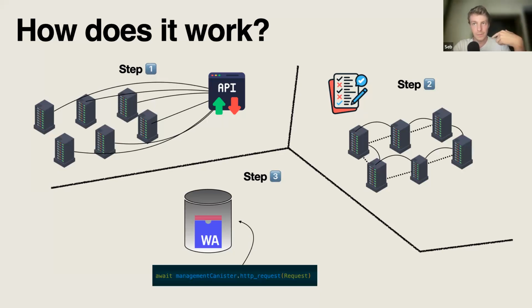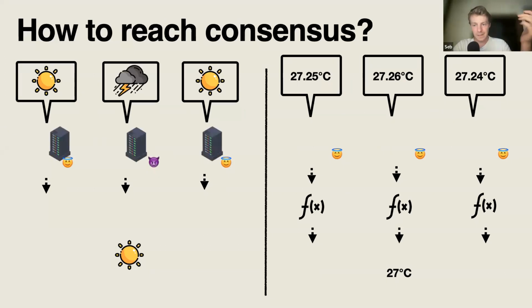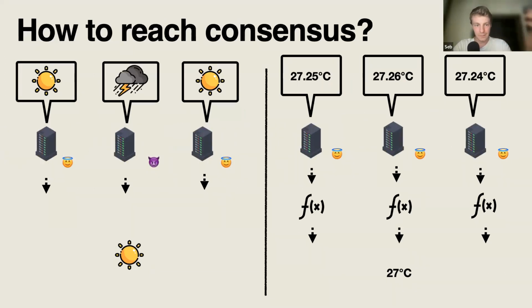But whenever the nodes come to a consensus on the result, they include that in the block, and essentially there is a callback that calls your canister and resumes the execution of the logic that you had. So pretty simple. The only thing that is complex, and that has been solved by the protocol and by DFINITY, is how to reach consensus.